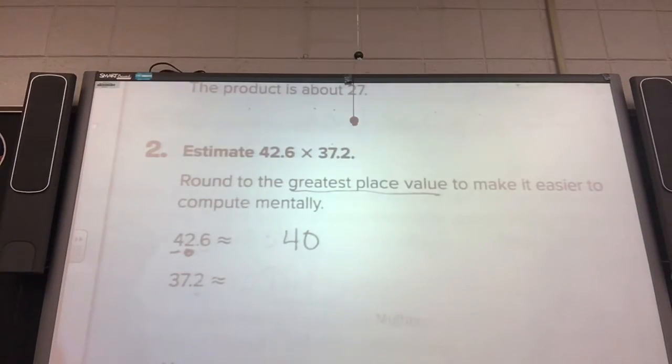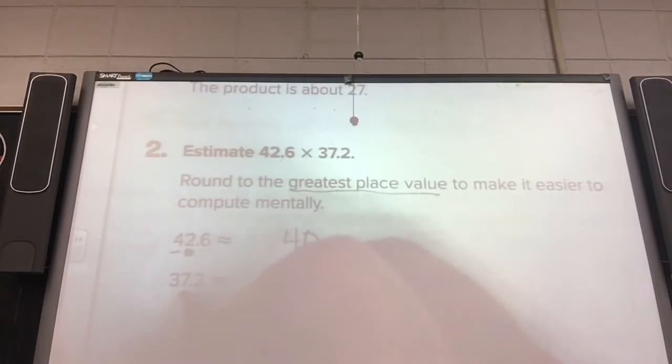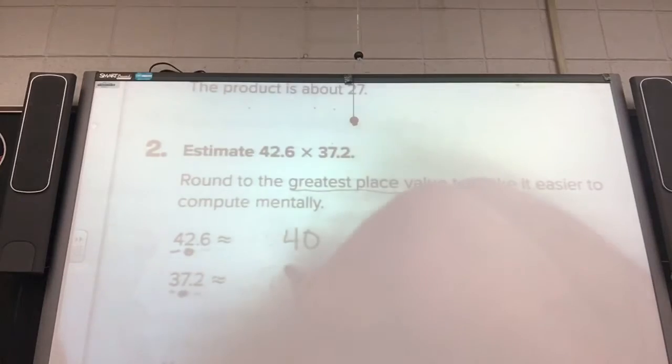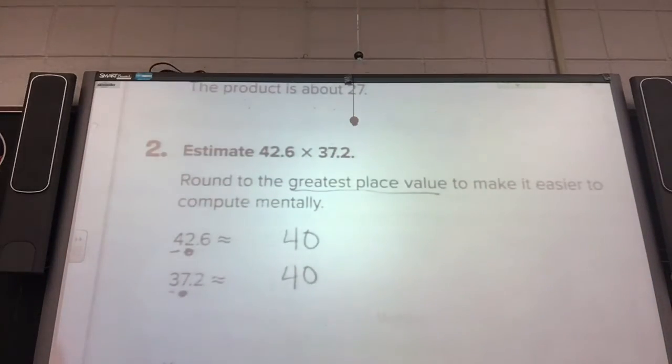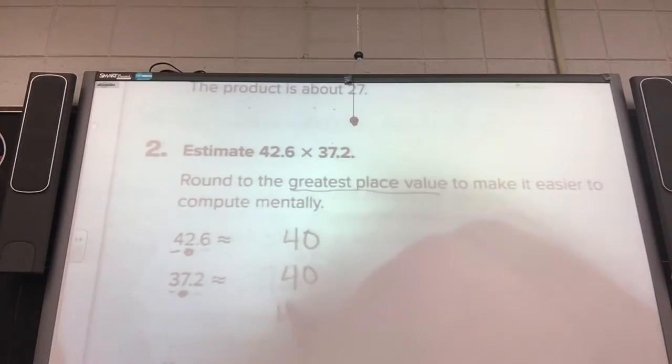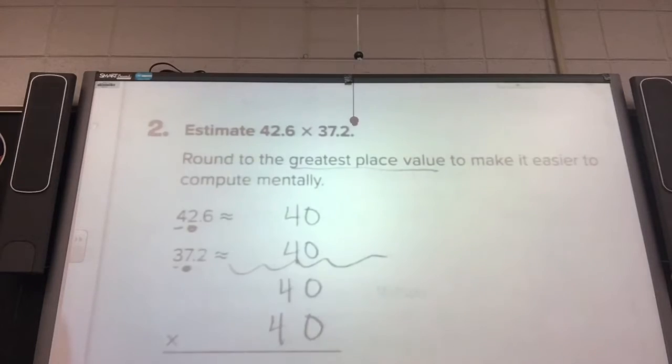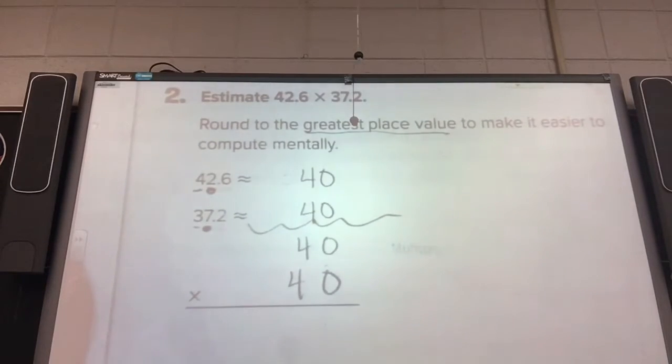And then we have 37.2. And if we want to go to the greatest digit, which is this one, we look next door, and we have a 7. 5 or above or 4 or below? 5 or above, it's going to go to 40 as well. Then we just multiply 40 times 40. Draw a little line there so you don't get confused. 40 times 40.